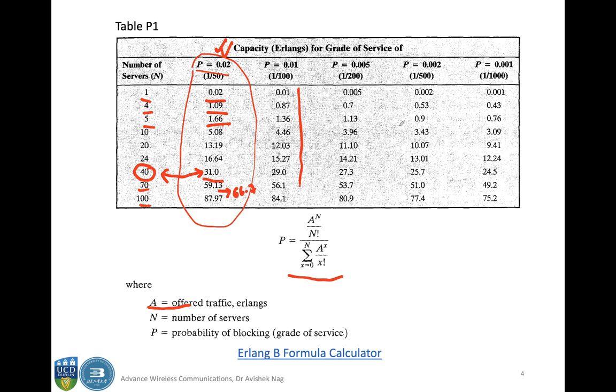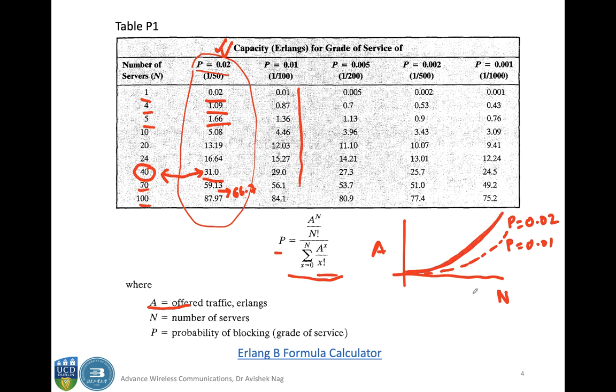So you can use one thing, you can use a linear extrapolation. Let's say this is a nonlinear formula for a fixed value of P. If you plot N versus A, this will give you an exponential curve. Let's say this is for P equal to 0.02. For other values of P, you will get other curves like this. Maybe this is for P equal to 0.01. We are focused on P equal to 0.02. Let's look into this curve, and say you want to find out the value of N for A equal to 66. Let's say here is my 66.